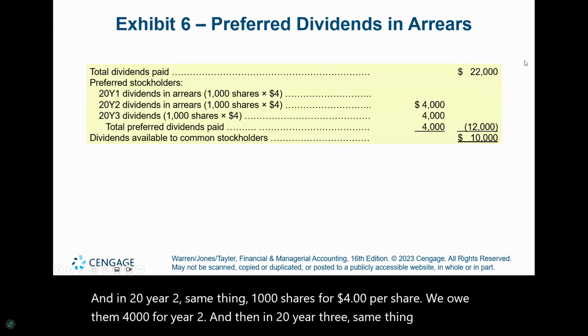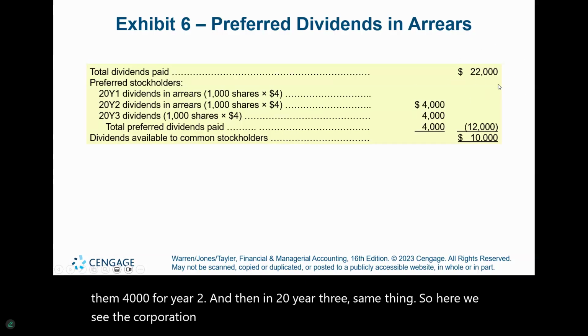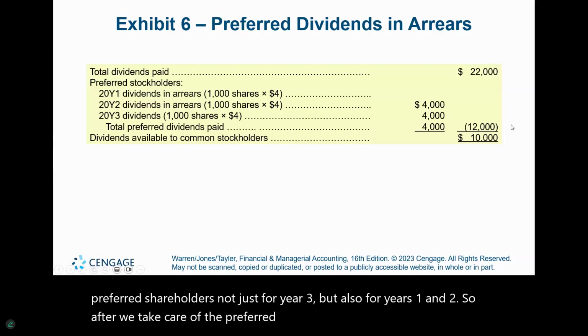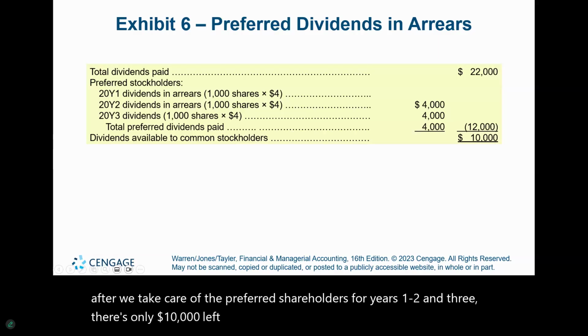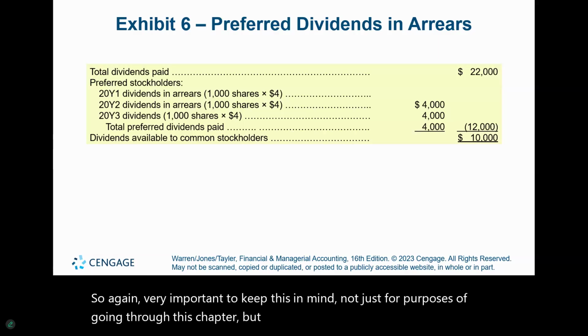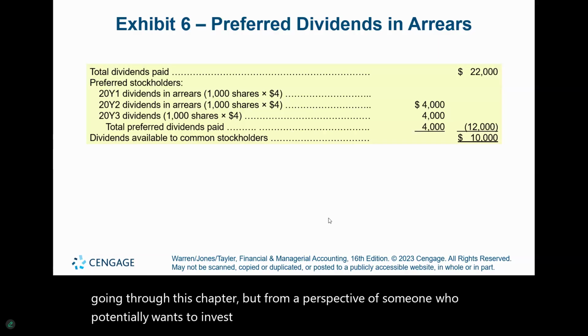So here we see the corporation distributed 22,000, but we need to take care of our preferred shareholders, not just for year 3, but also for years 1 and 2. So after we take care of the preferred shareholders for years 1, 2, and 3, there's only $10,000 left over. That's what goes to the common folk, all right? So again, very important to keep this in mind, not just for purposes of going through this chapter, but from a perspective of someone who potentially wants to invest in a corporation.